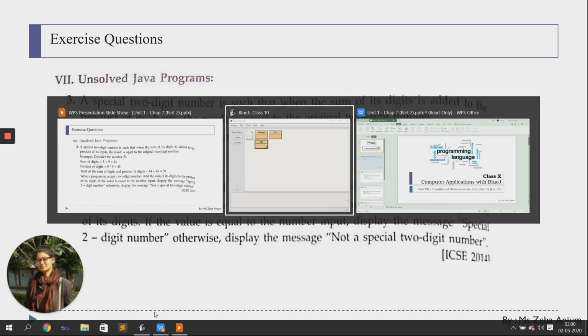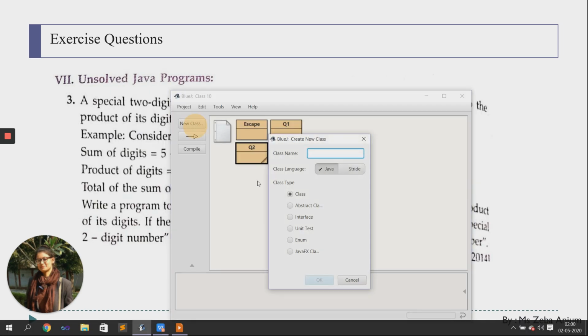Let us open BlueJ here. Make a new class Q3.